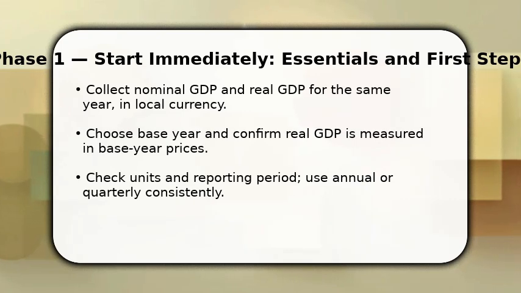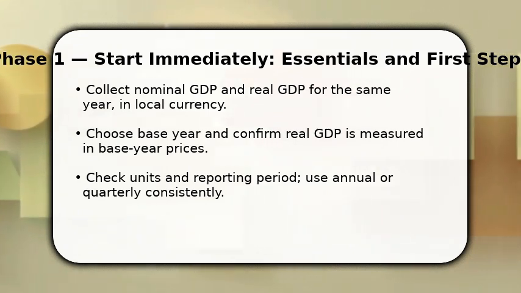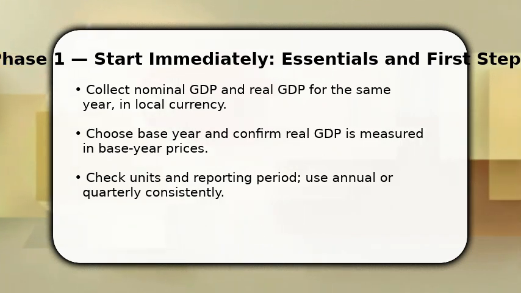You begin by gathering nominal GDP and real GDP for the year you want to analyze. Use the same currency and reporting period. Inconsistencies bias the deflator. Make sure real GDP is already converted to the chosen base year. This matters because the deflator isolates price changes, not quantity changes. Once done, note the base year and confirm both series match in units.